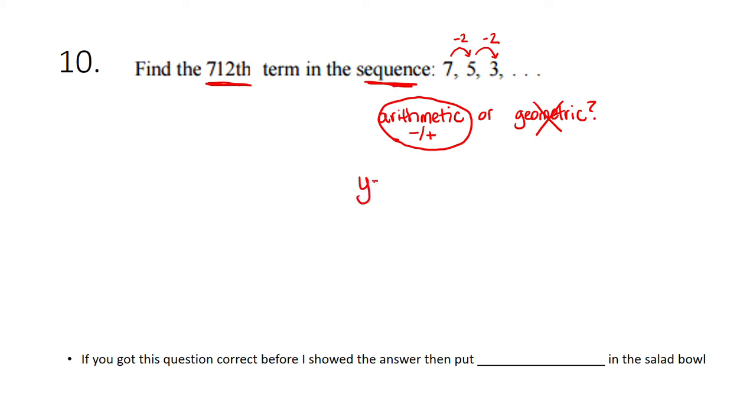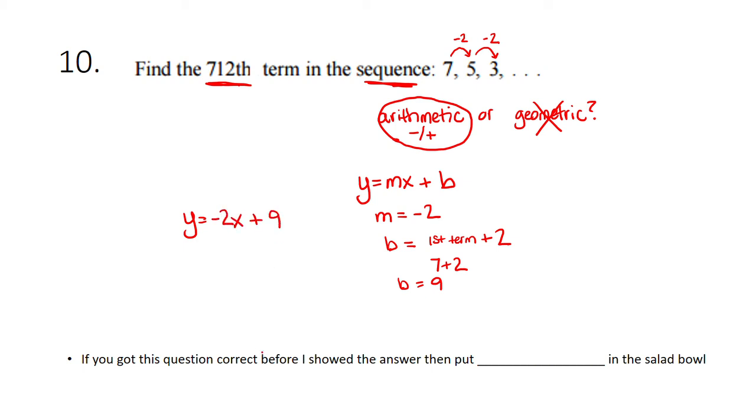With arithmetic, we need to immediately think of y equals mx plus b. Our m, we just found out, is -2. The only thing we have to do is find our b. So we do our first term, and then the opposite of the slope, so it's +2. That's 7 plus 2. Our b is 9. Now we put all that together and we have the equation y equals -2x plus 9. What do we do to finish off this problem? We find the 712th term. So that's -2 multiplied by 712 and then add 9. We have -1415.